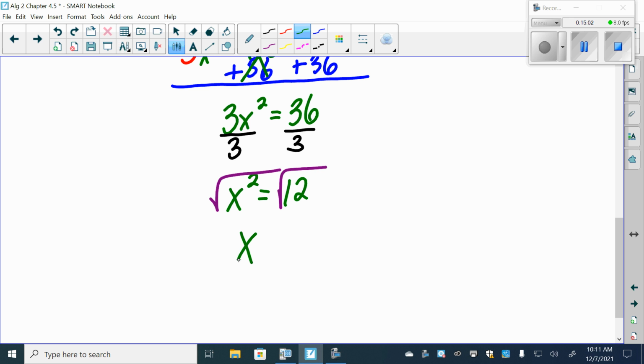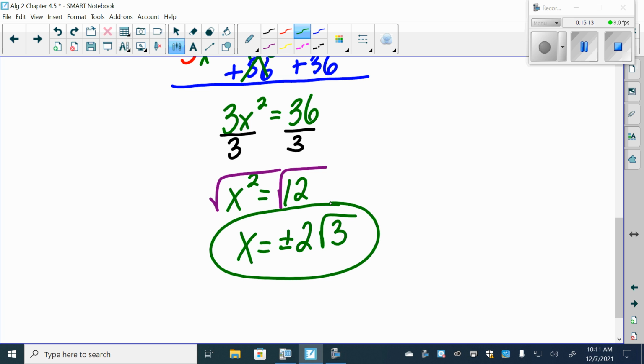X is equal to plus or minus 2 square root of 3. Because 12 is 4 times 3. Square root of 4 is 2. Square root of 3 doesn't simplify, so we get this here. Also, the yellow calculators, the TI-30XS, will simplify radicals. So they're good to have on hand.